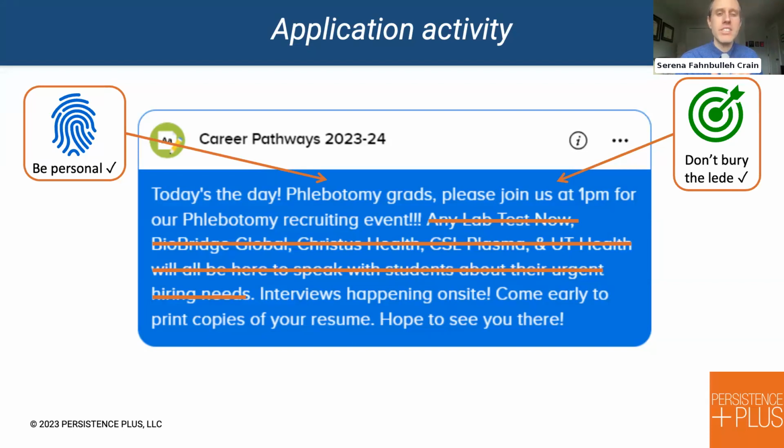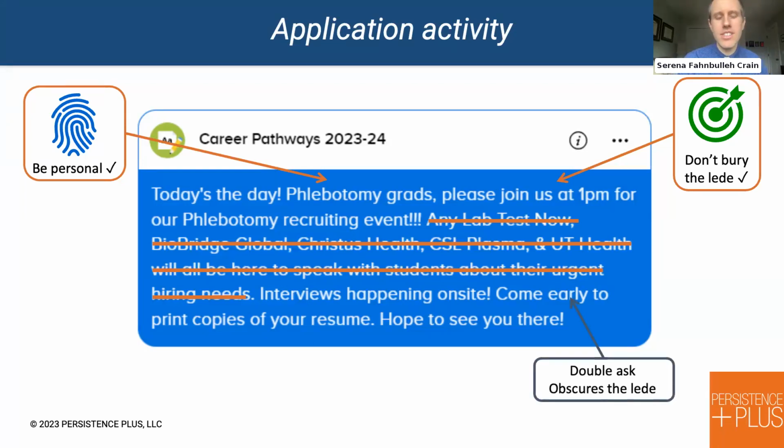I would also mention, just in the way it is phrased, it's talking about what these employers are going to do, what their goals are. They want to talk about their urgent hiring needs. At the very least, frame it in the student's mindset of something like, they're here to interview you. How is this going to benefit you? Because hearing "they want to talk to me about their hiring needs," again, the meaning's a little obscured there.